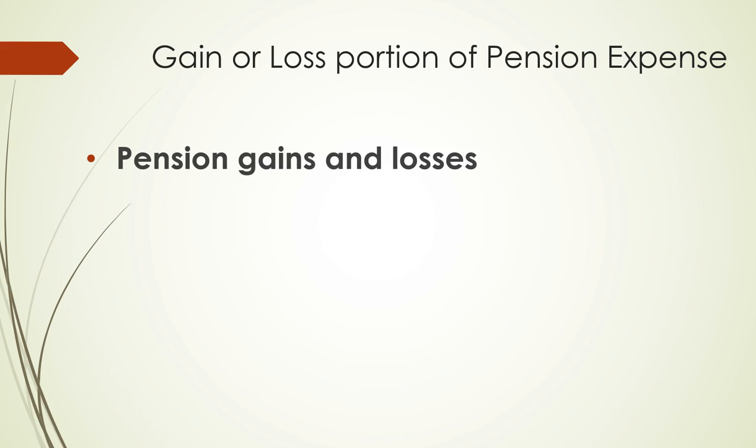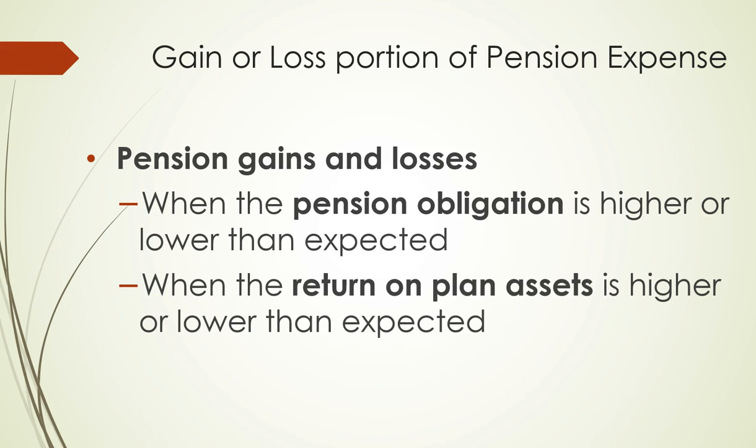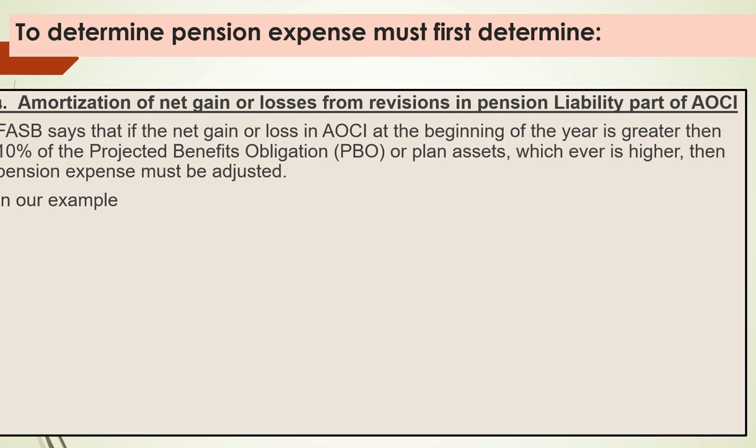Now, gain or loss portion of pension expense. When the pension obligation is higher or lower than expected, when the return on plan assets is higher or lower than expected, this is what's going to cause us to have gains or losses. Now, amortization of net gains or losses from revisions in pension liability that is part of accumulated other comprehensive income, which we know is part of the equity section on the balance sheet.